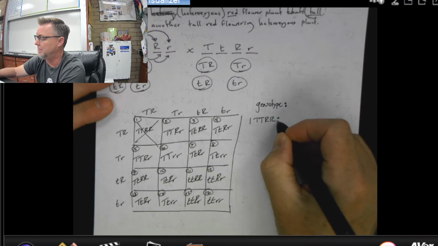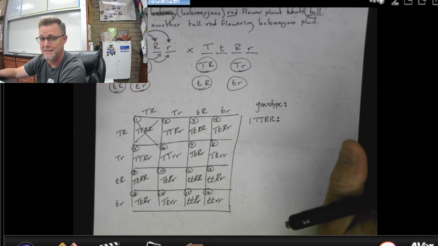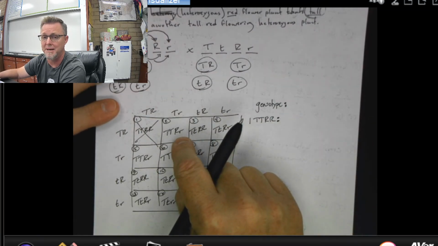Then I'm going to make my little colon there so I can continue my ratio. I go to box 2. How many boxes look like that?